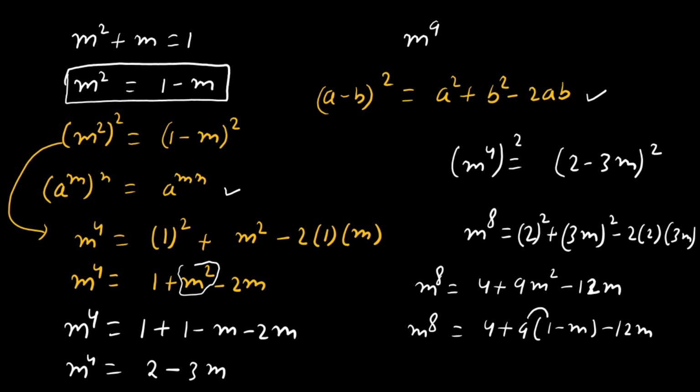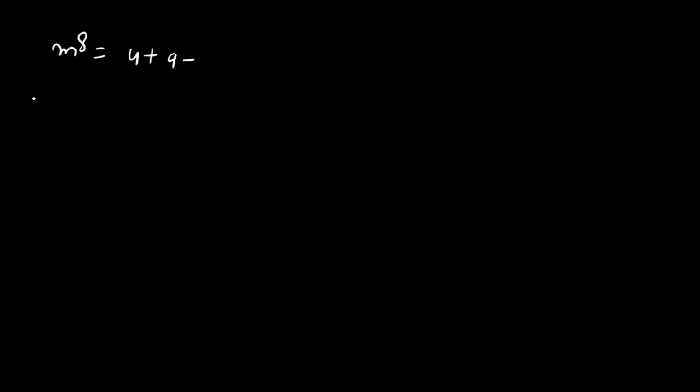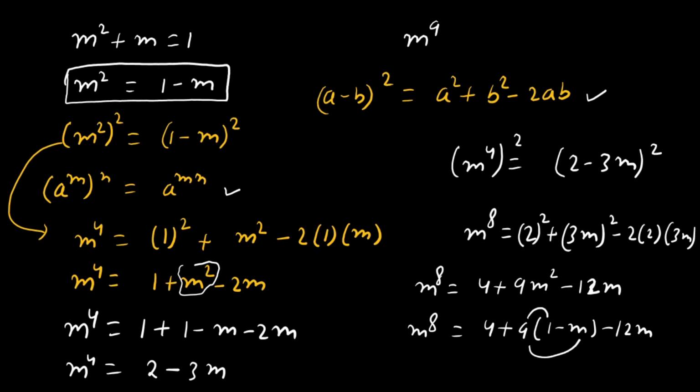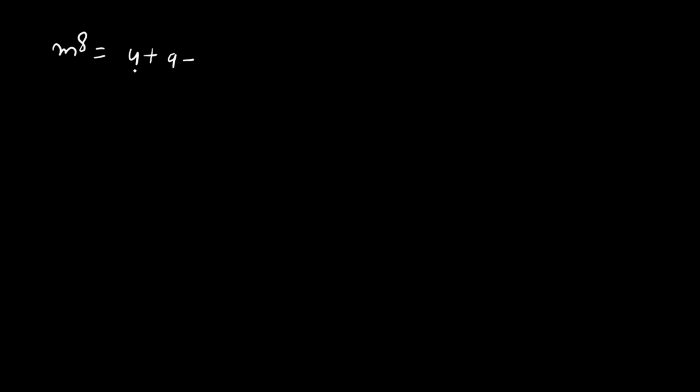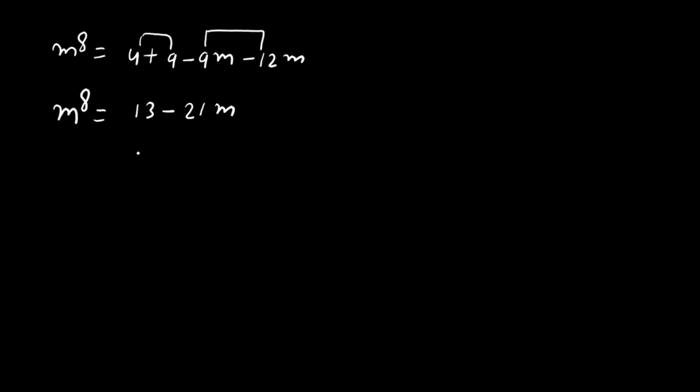On the left hand side, m power 8 equals 4 plus 9 multiplied by 1, then we get 9, minus 9 multiplied by m, then we get minus 9m, and minus 12 times m. So m power 8 equals 4 plus 9, that is 13, minus 9m and minus 12m, that is 21m. Here m power 8 on the left hand side and on the right hand side 13 minus 21m.